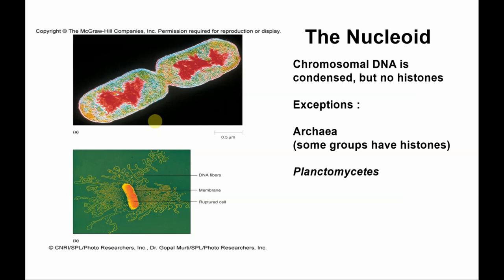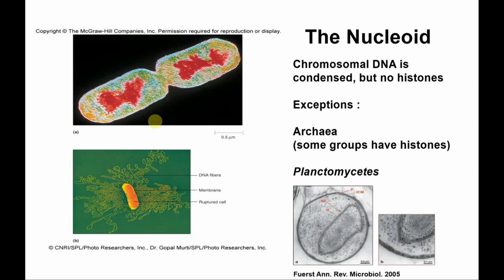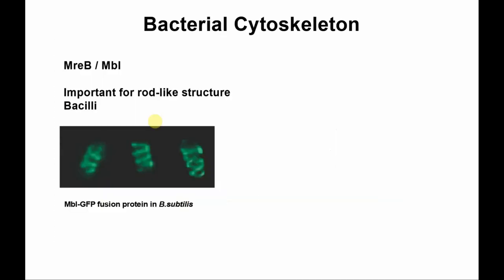Now, exceptions are archaea. So some groups have got histone proteins just like us. And there are some very weird bacteria called planktomycetes, well, some type of planktomycetes, which seem to have a kind of membrane structure which is around the DNA. So this was a very, very unexpected finding in 2005. Some bacteria seem to have a kind of simplified form of the nucleus, which they shouldn't really have. So that's kind of interesting.